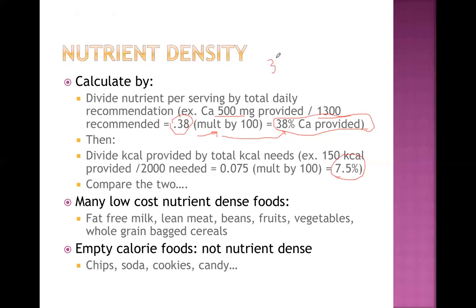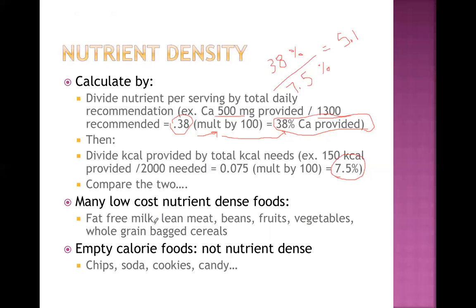So we know it's going to give us 38% calcium, and it's going to give us 7.5% of our calories. So you can do a math equation here to find out the ratio of nutrients to calories, and in this particular example, the ratio is 5.1. So I would consider this a pretty nutrient-dense food. The higher the number, the better. The higher the number indicates that it has more nutrients for fewer calories.